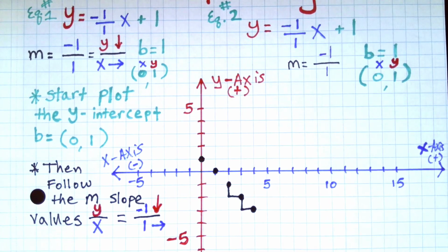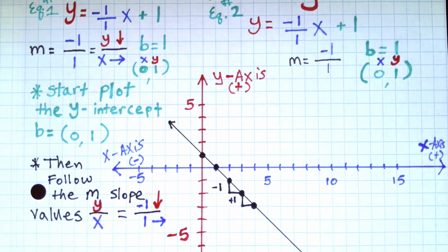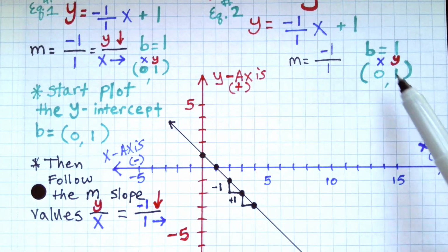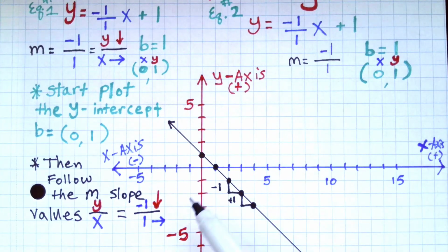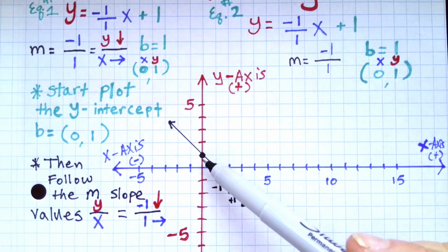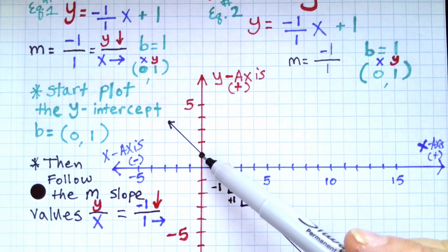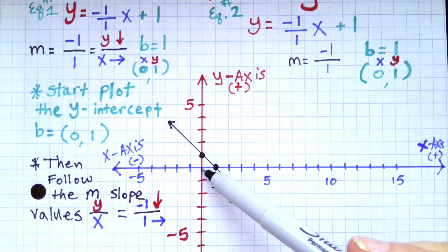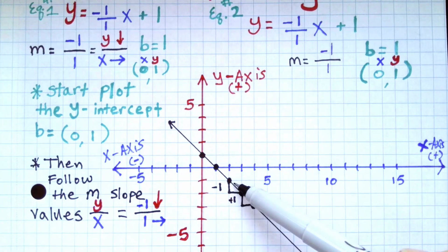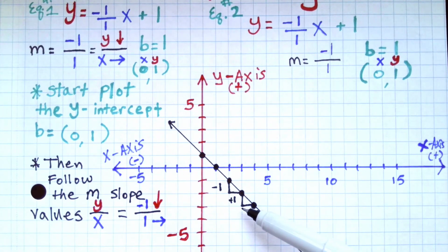Check this out. For equation number 2, our y-intercept is at (0, 1). Our slope is -1 over 1. Wait a minute, that's the same as equation 1. Starting at (0, 0), I go up +1 and graph my y-intercept at (0, 1): 0 for x, 1 for y. I drop down -1 for my slope, go over 1 positive on the x, and plot my next point. Down 1, over 1, down 1, over 1, down 1, over 1.